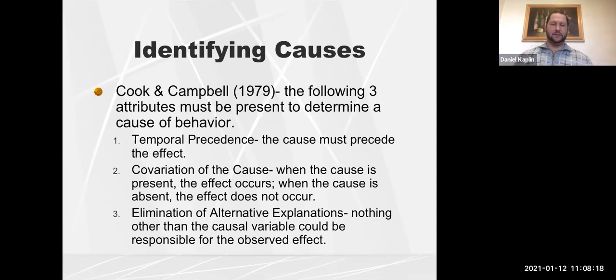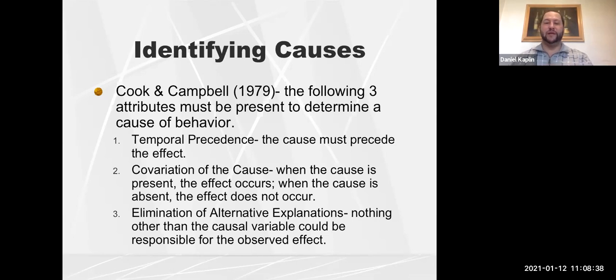Covariation of the cause. In the presence of the cause, you get the effect. In the absence of the cause, you don't get the effect. So only in the presence of a cause do you get the effect. That's covariation of the cause.